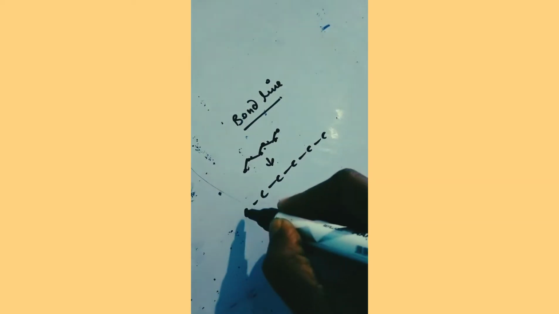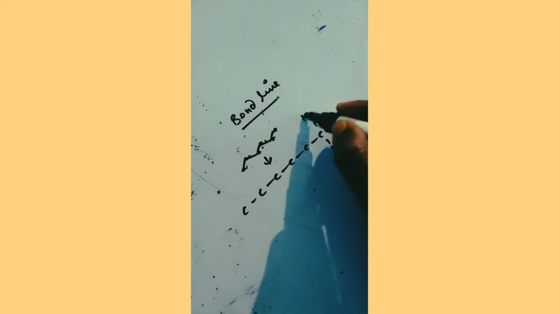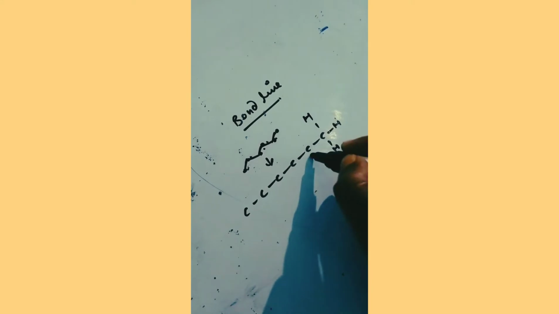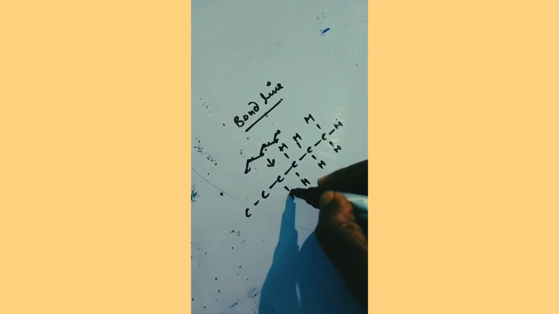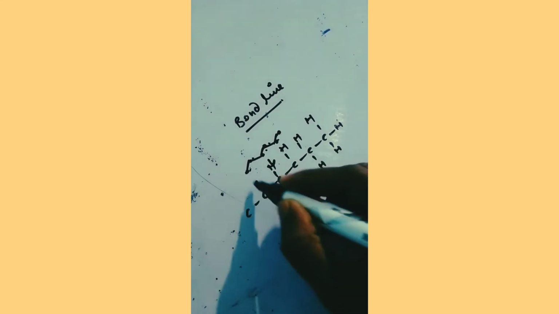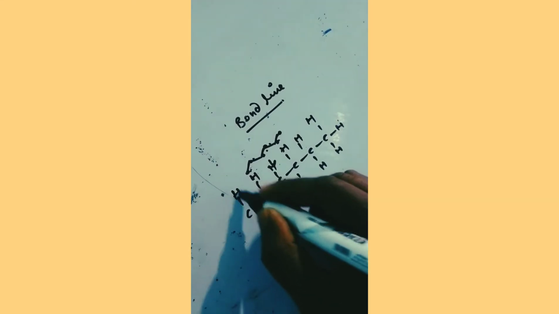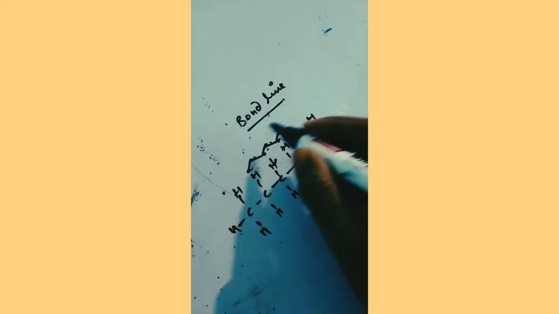Okay, carbon having valency 4, so these are the hydrogens. You will attach 1, 2, 3, 4, means you will fulfill the valency by hydrogens. Okay, so it is the bond line structure.